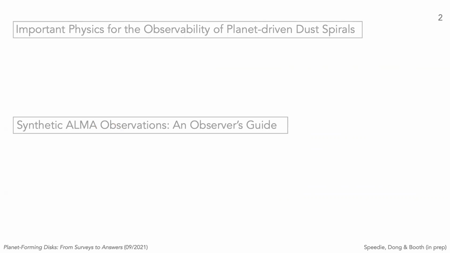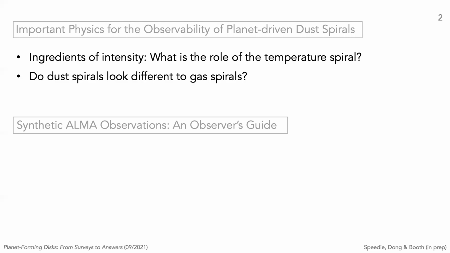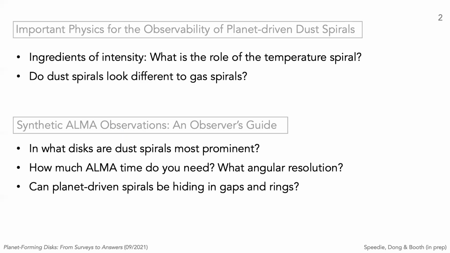I want to break this talk into two sections, the first on the underlying physics and conceptual ideas, and then the second specifically about the capabilities of ALMA. So in the first half, I'll talk about something that I think is underappreciated, the role of the temperature spiral, as well as whether dust spirals do look different to gas spirals. Then in the second half, I'll outline the trends you'd need to know if you wanted to write an ALMA proposal to observe a planet-driven dust spiral, as well as discuss the possibility that spirals could be hiding in the observations we already have.